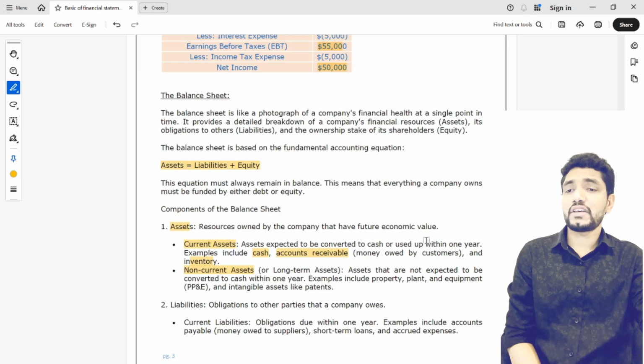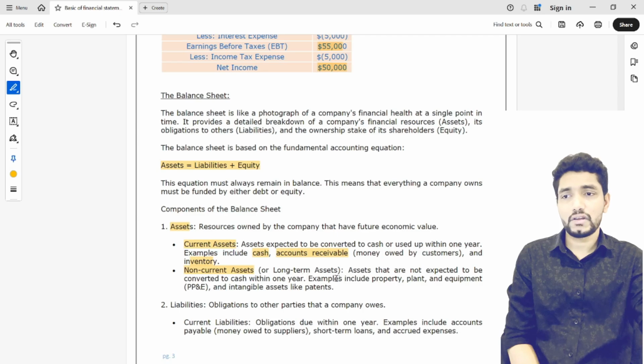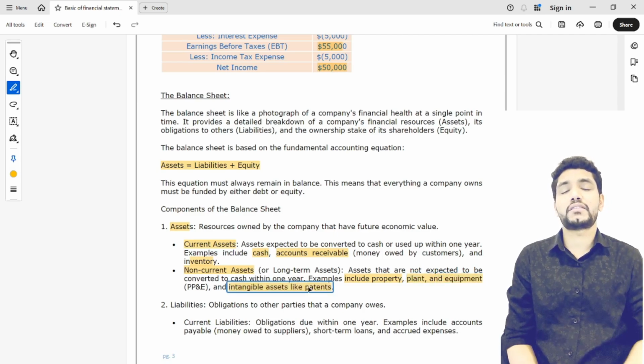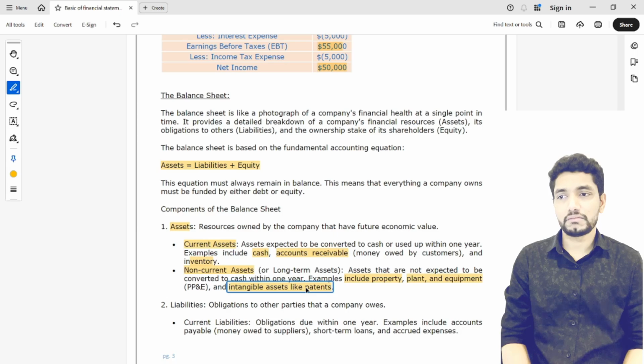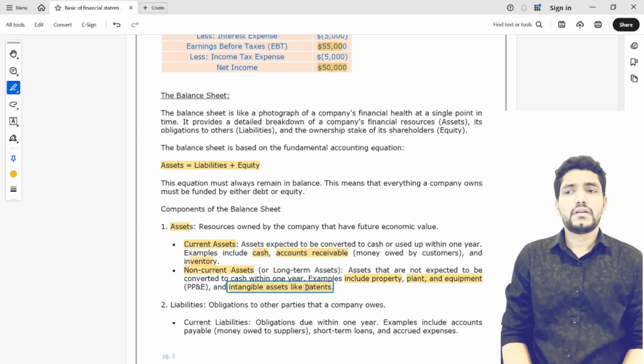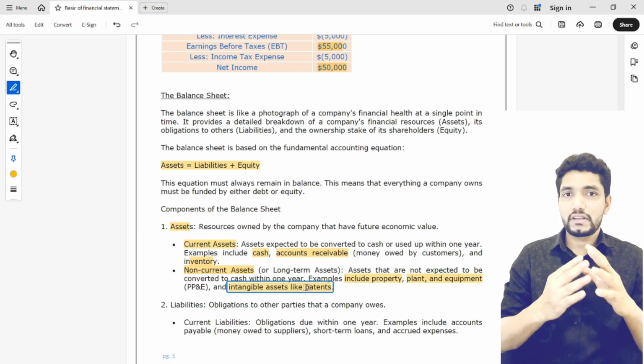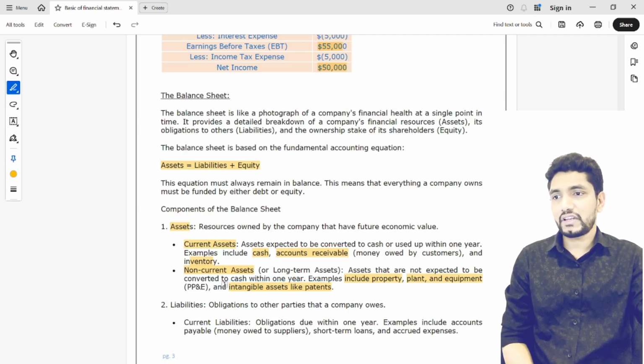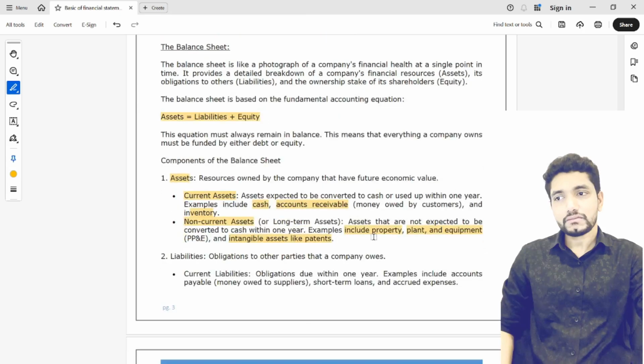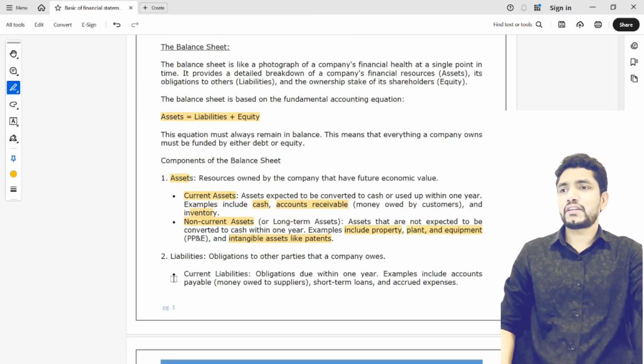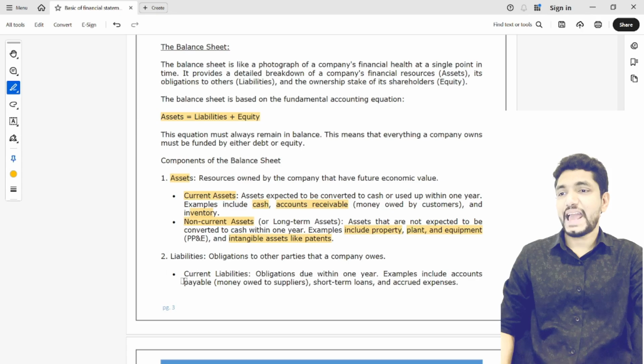Non-current assets mean assets that are not expected to be converted into cash within 1 year, which include property, plant and equipment, and intangible assets like patents, copyrights, etc. So for assets, there are two classifications, current assets and non-current assets. The other section in the balance sheet is liabilities.